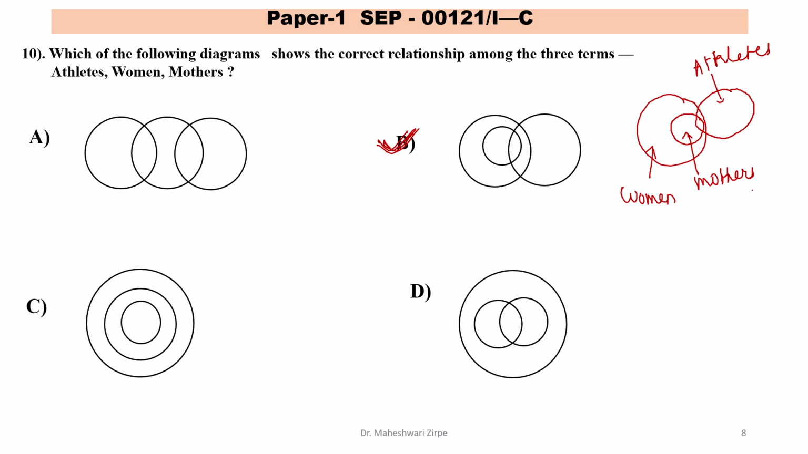So this is how you are going to solve the SET exam paper 1. It carries 100 marks. 50 questions are asked. In part 1 today we have solved 10 questions.